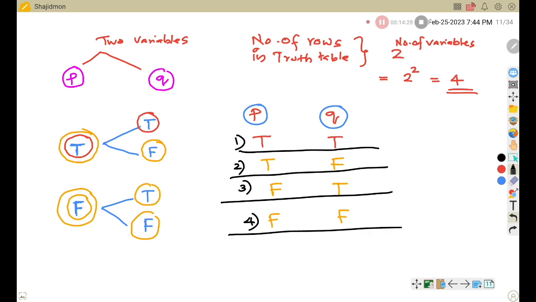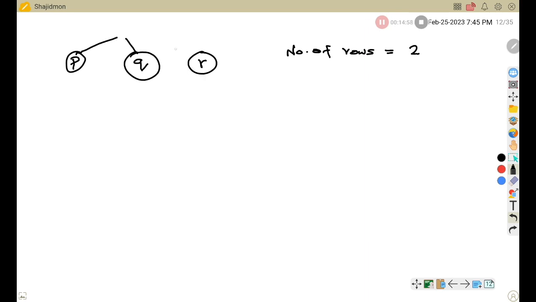So how are we discussing that one? Number of rows in the truth table means 2 power number of variables. One more example I can show to you. For example, I have 3 variables in the truth table, for example P, Q, R, correct? So how many rows should be there in the truth table? Number of rows equals 2 power, how many variables are here? 1, 2, 3 variables, correct? We have 3 variables. So we can write 2 power 3. That means it should have 8 rows. So how are we writing these 8 rows?